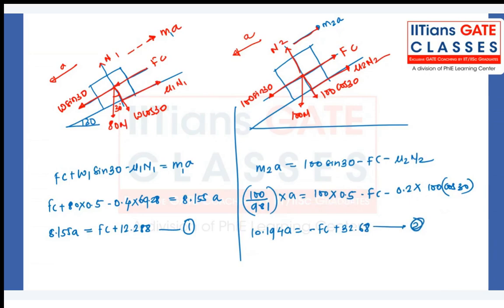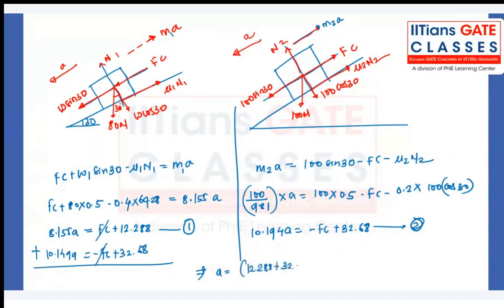So if you solve them together, two equations, two unknowns, if you just add them, what will happen? 10.149 A is equal to minus FC plus 32.68. This will get cancelled, so you'll get the value of A. A is 12.288 plus 32.68 divided by 8.155 plus 10.149, and it is equal to 2.45 meter per second square.